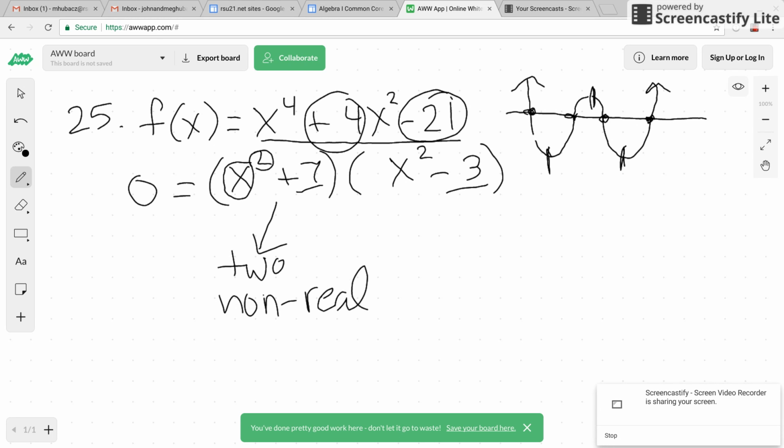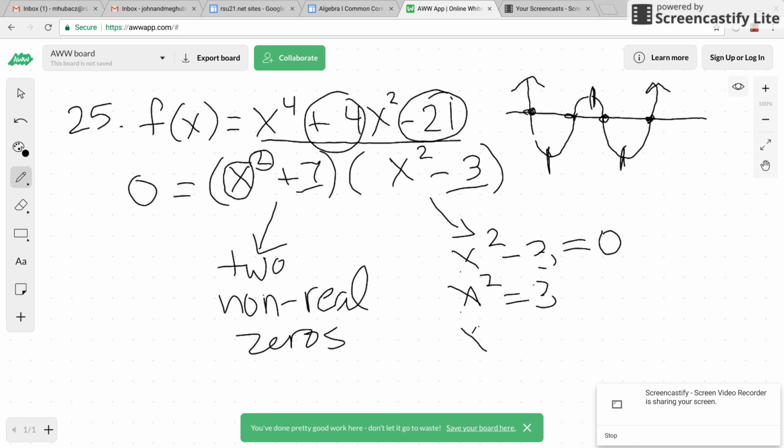The one on the right, though, has 2 real zeros. If I think about solving this equation after setting it equal to 0, I'm left with x squared minus 3 equals 0, which means x squared equals positive 3, which means x will equal both positive or negative square root of 3. So those are the 2 real zeros.